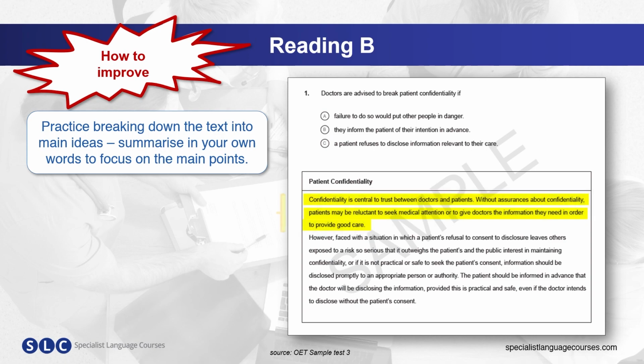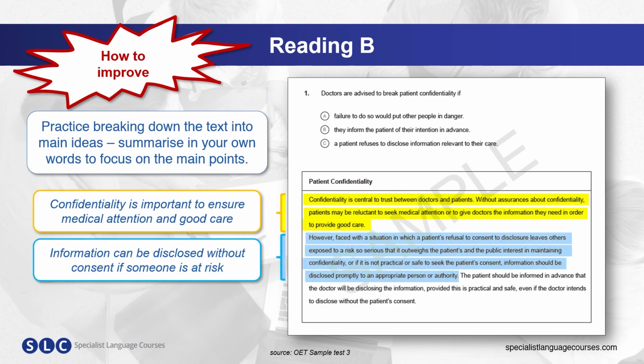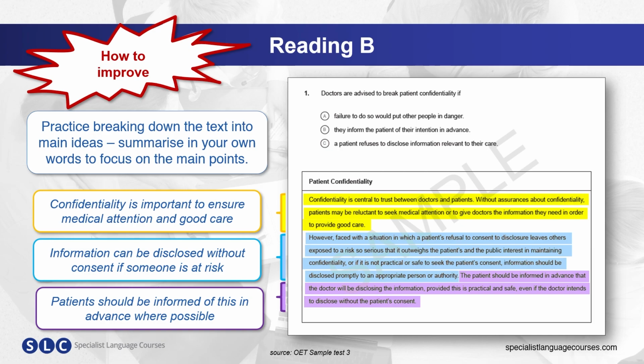For example, here, the first part talks about how confidentiality is important to ensure medical attention and good care. It then says information can be disclosed without consent if someone is at risk, and goes on to say that patients should be informed of this in advance where possible.